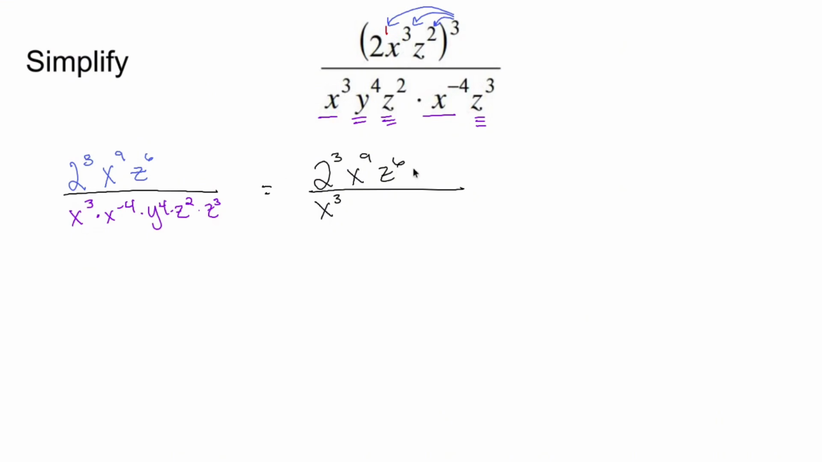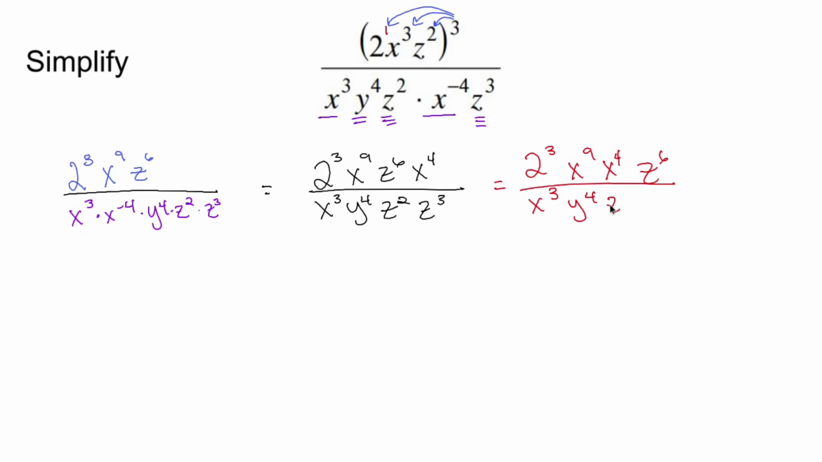X to the negative fourth moves to the top and becomes x to the positive fourth. Y to the fourth stays. Z squared stays. Z to the third stays. Now if you want to, you can rewrite this so that things are next to each other. I notice that I have an x to the ninth and an x to the fourth. Why not scooch those next to each other? Leave the z to the sixth there off to the side where it belongs. I have x to the third, y to the fourth, z to the second, z to the third.